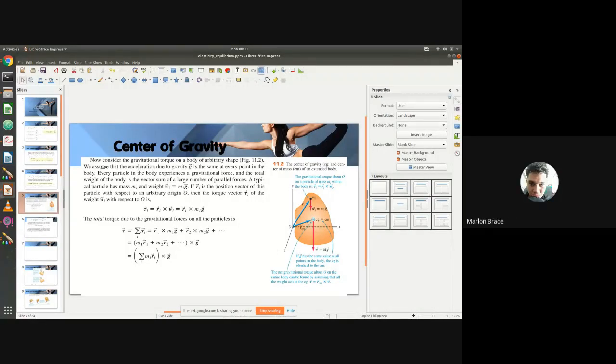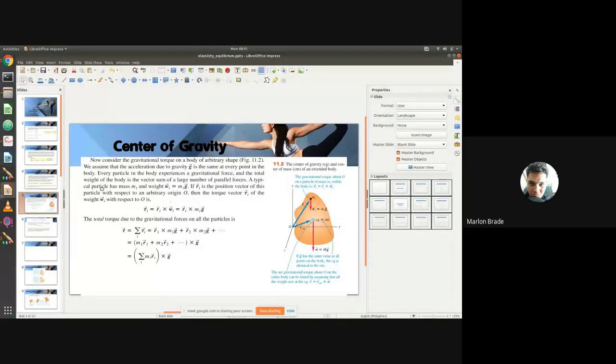Okay, so now consider the gravitational torque on a body of arbitrary shape. This is the arbitrary shape that I'm talking about, Figure 11.2. We assume that the acceleration due to gravity g is the same at every point. I already mentioned many times in the past that the acceleration due to gravity is not actually constant, right? It depends on your location, on how far you are from the center of the earth. I have emphasized that many times. So we assume that the acceleration due to gravity g is the same at every point in the body.